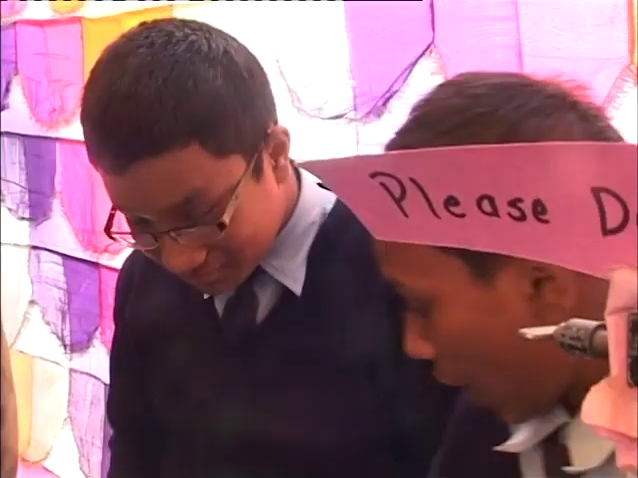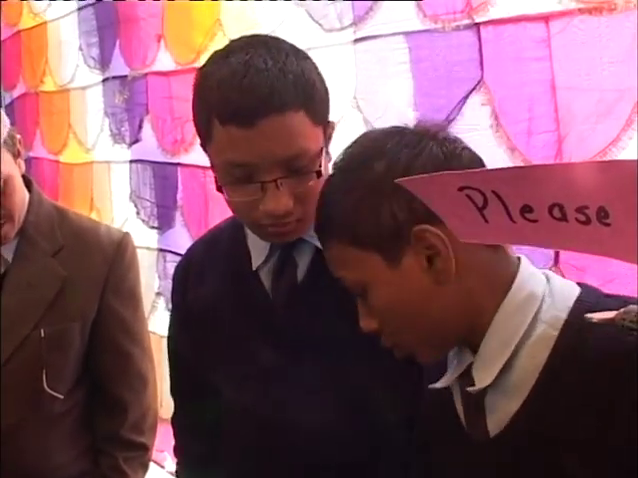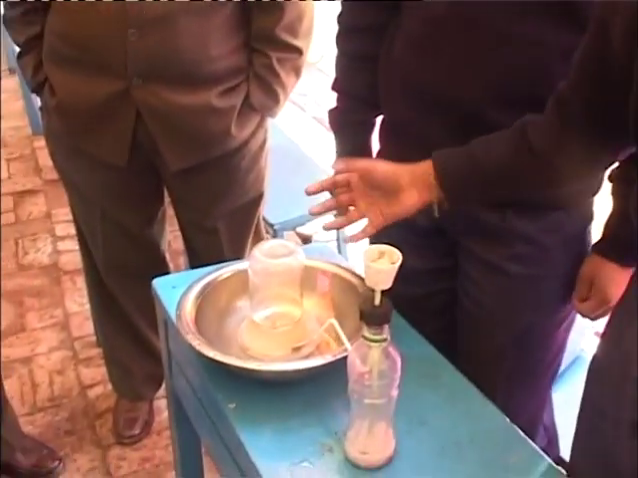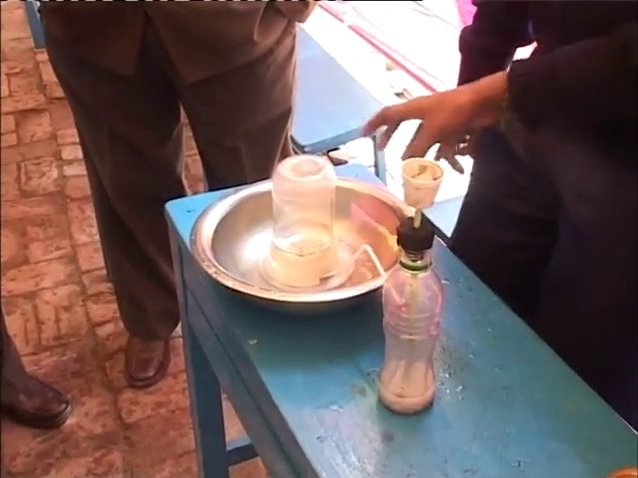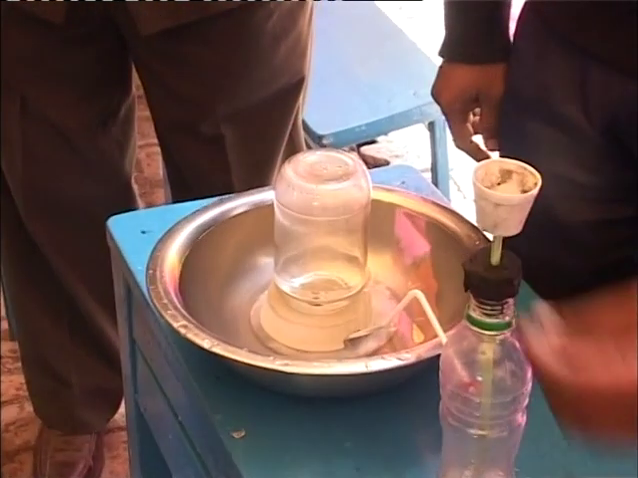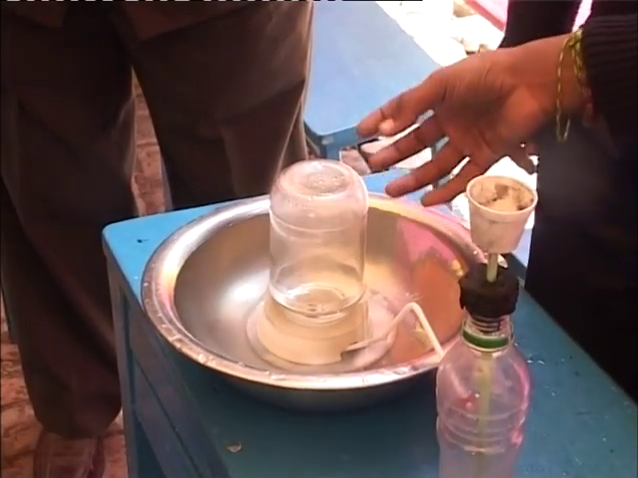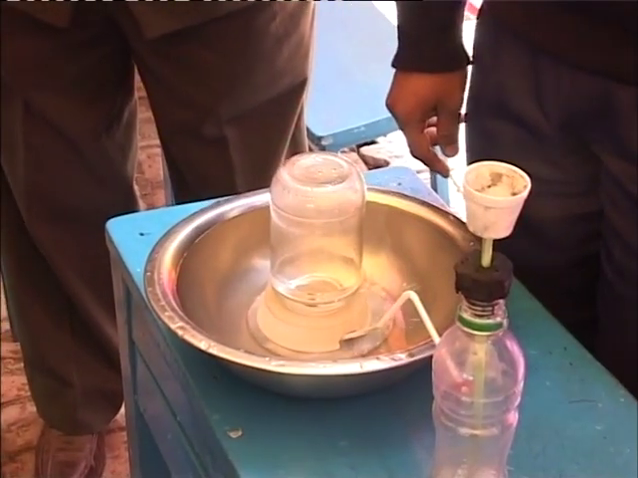If we want to check whether the gas is hydrogen or not, we should first fill this whole jar with hydrogen gas, and after filling the whole jar, we will take it out and put a candle inside this jar. The candle will burn, but the gas inside this jar will burn with a blue flame.